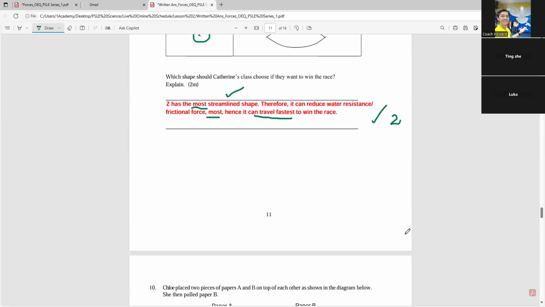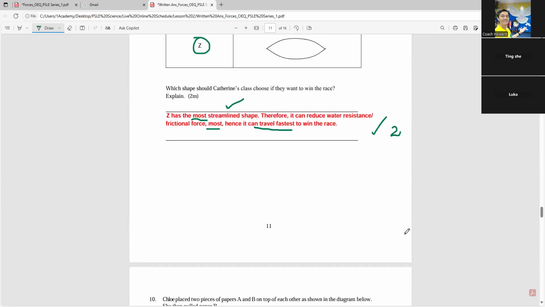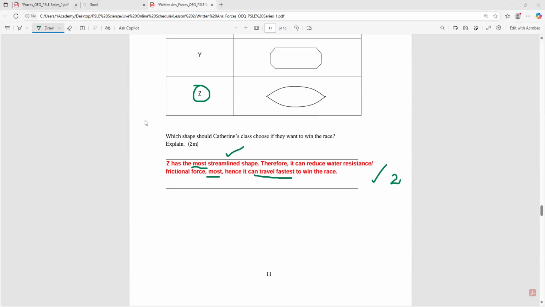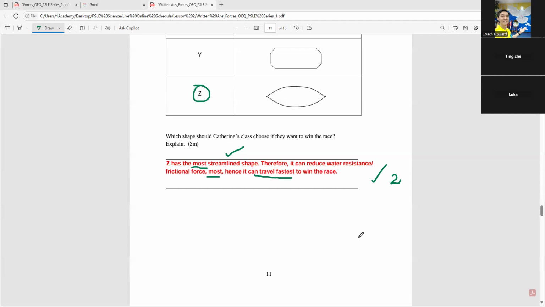Next question. Okay, before that, I will screen share this for the students to capture the answer, and then I proceed to the next question.